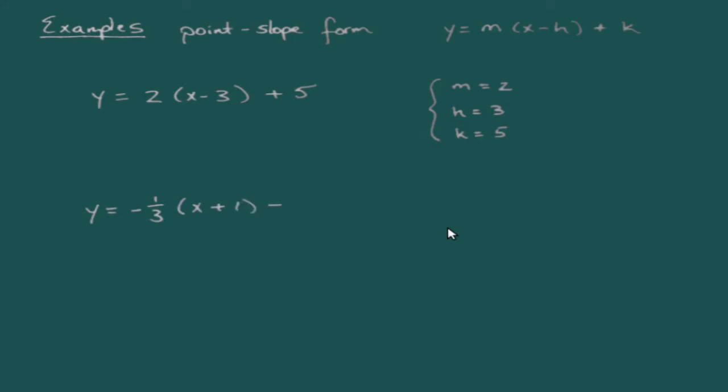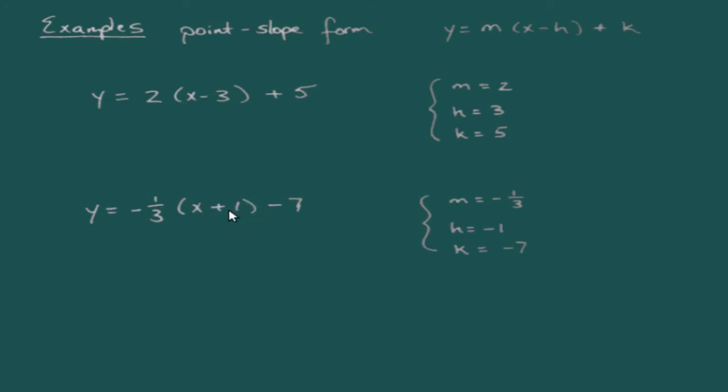Now our second example, suppose somebody gives us y is equal to negative 1/3 times the quantity x plus 1, minus 7. So now, what numbers are playing our particular roles? Well, again, we've got the number that's on the outside. The m is going to be our number negative 1/3. So the role of m is being played by negative 1/3. Inside, we have x plus 1.